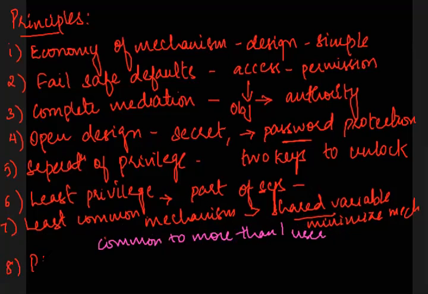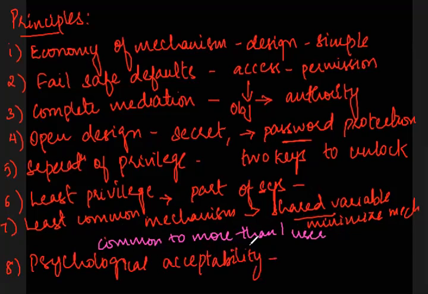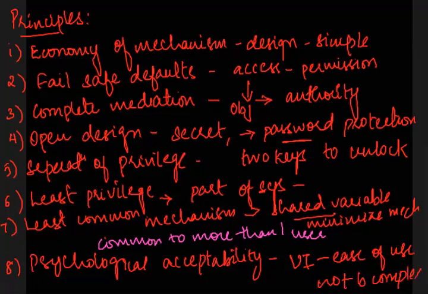Then the last principle is psychological acceptability. Now, within the psychological acceptability, it is essential that the human interface that you're making, or the user interface, needs to be designed for ease of use. That is, it should not be complex. It should be as simple as possible.